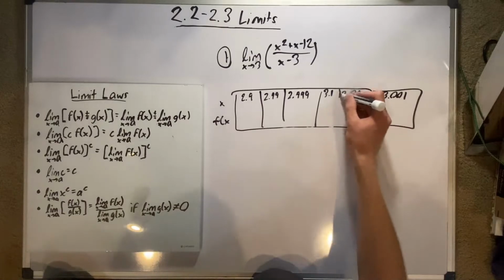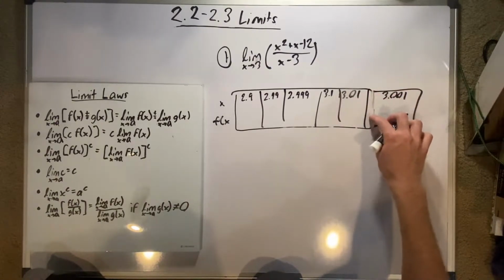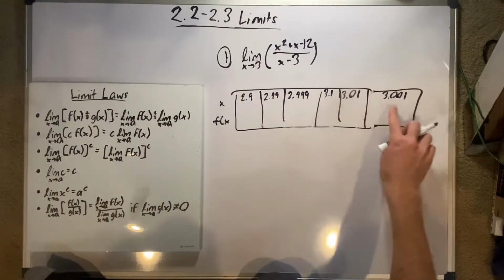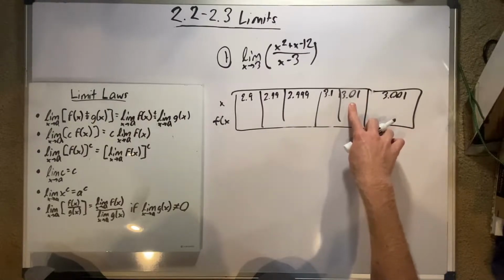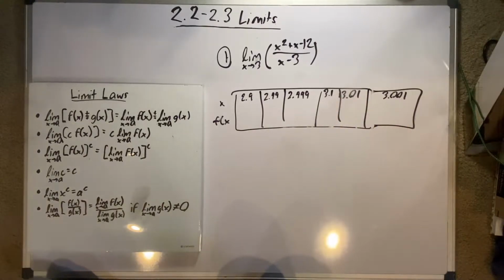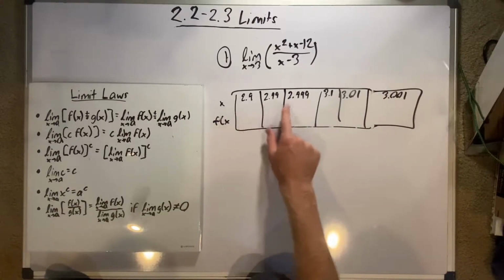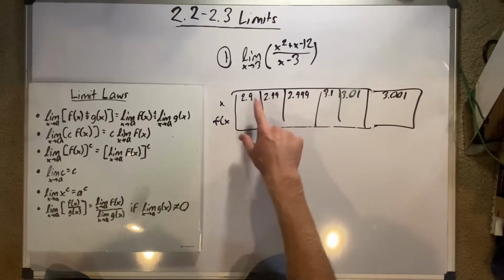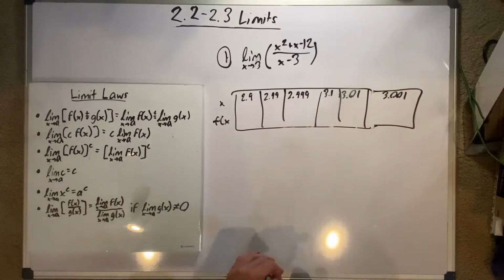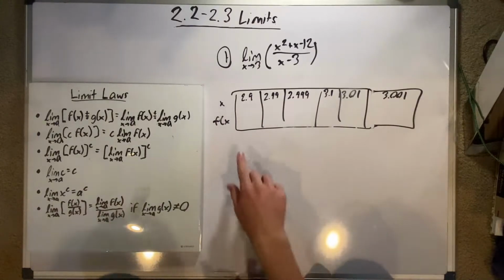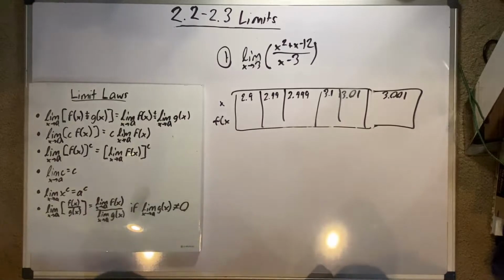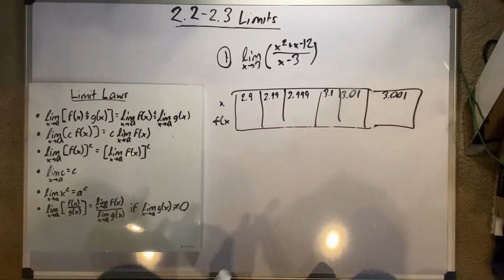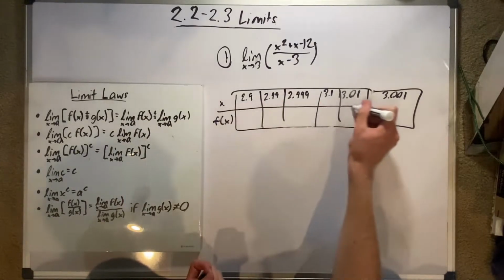Because 3.001 is closer than 3.01, which is closer than 3.1, so it would show a progression here. Same deal with this one. 2.999 is closer than 2.99, which is closer than 2.9, which would mean it would show a progression here as well, going from left to right. So now let's actually plug these things in.